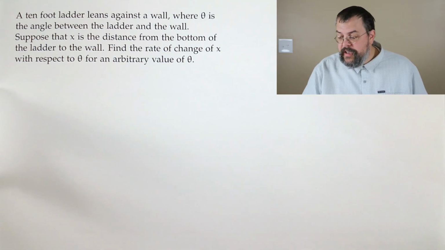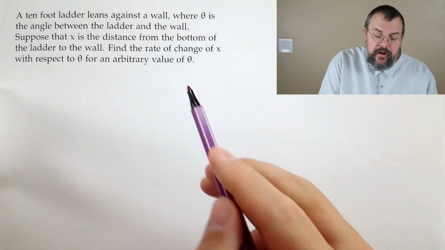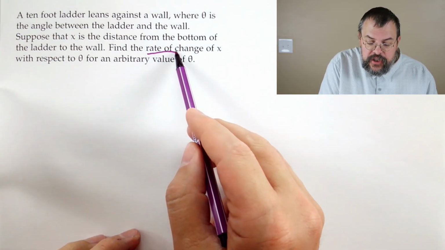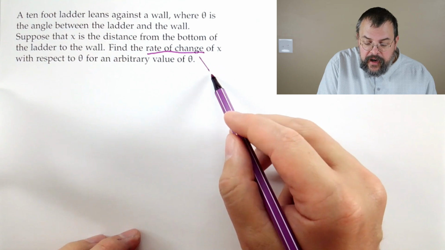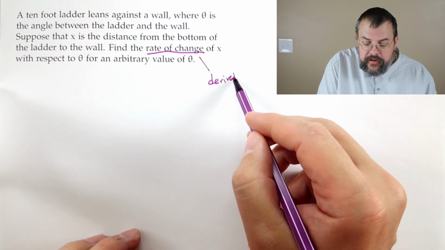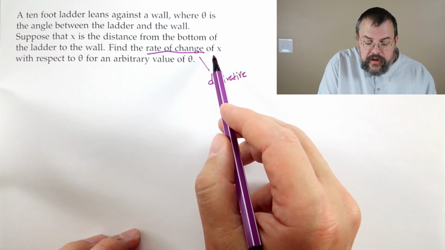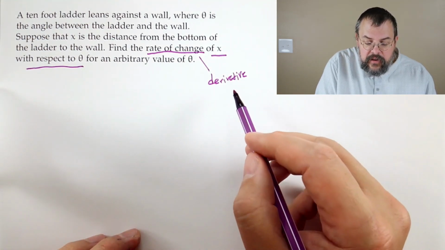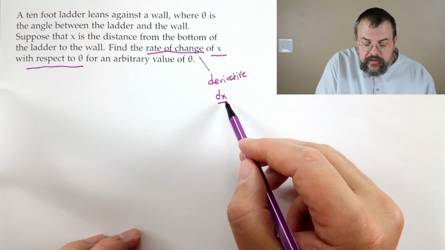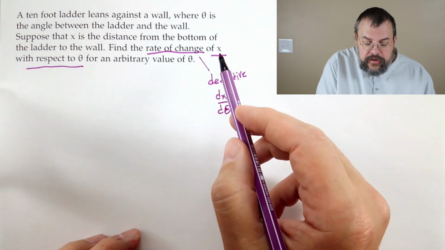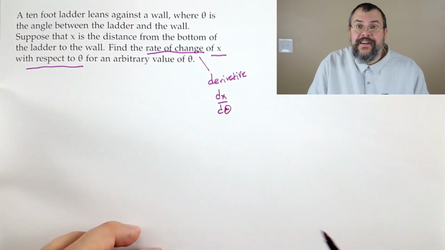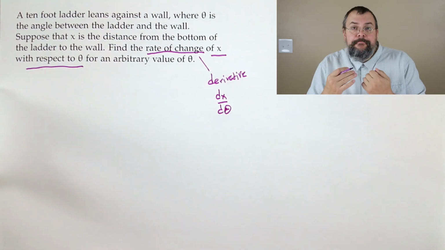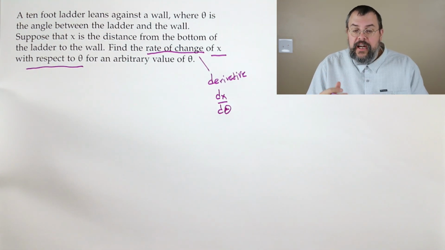Now, we see a couple of things. So here, of course, we see things like rate of change, and that means find a derivative. So we're learning our code. And next thing we see, of x with respect to theta. So that's saying find dx d theta. How is x changing with respect to theta? So we're saying, aha, we want to find dx d theta.